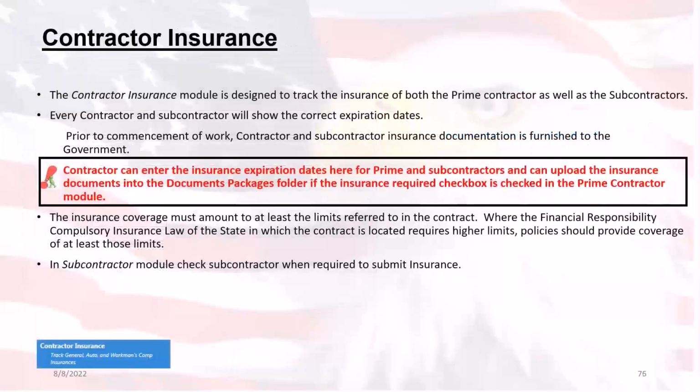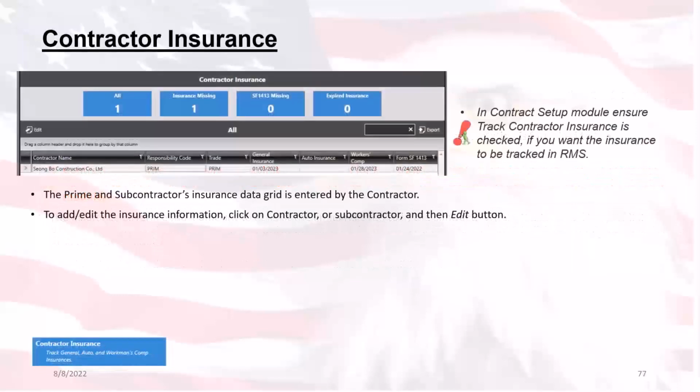Now, the Contractor Insurance module is just another module under the Administration tab that is set there for contractors to be able to track insurance requirements set out in the contract for the prime contractor and subcontractors. When you open the Contractor Insurance module, you'll see the sort tiles once again and the data grid for the entries according to the responsibility codes. Then enter their insurance information and provide the necessary documentation.